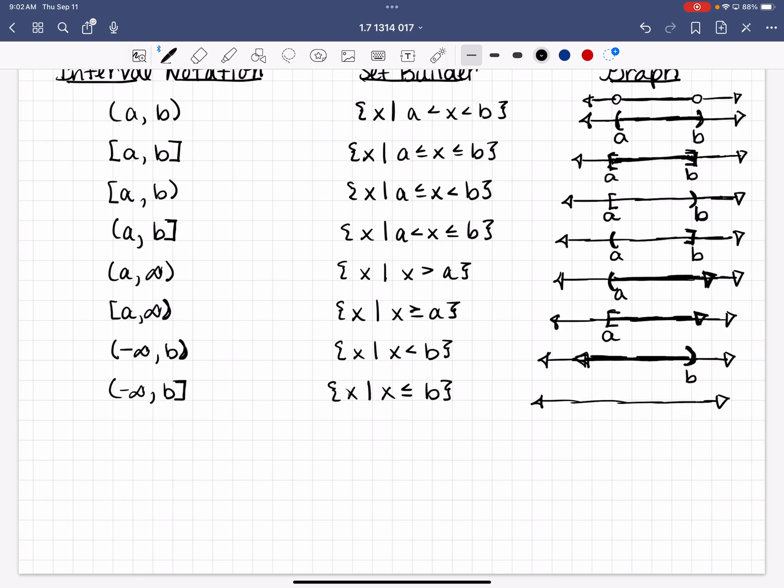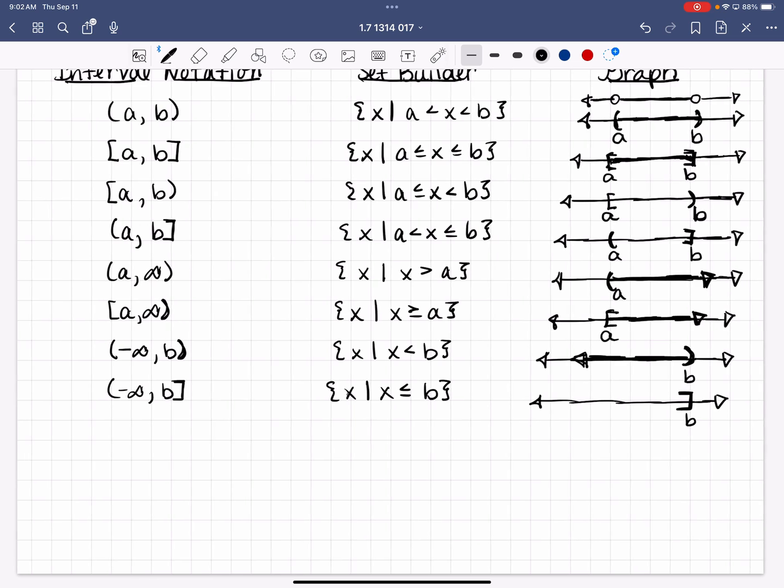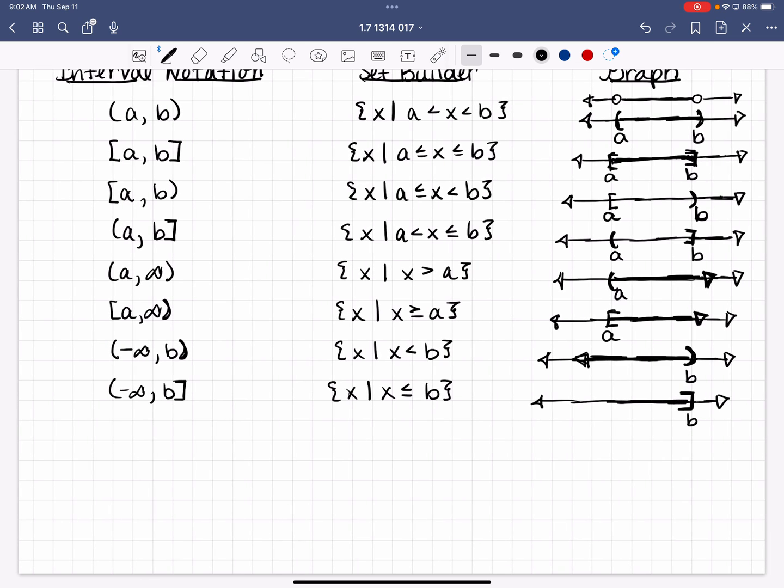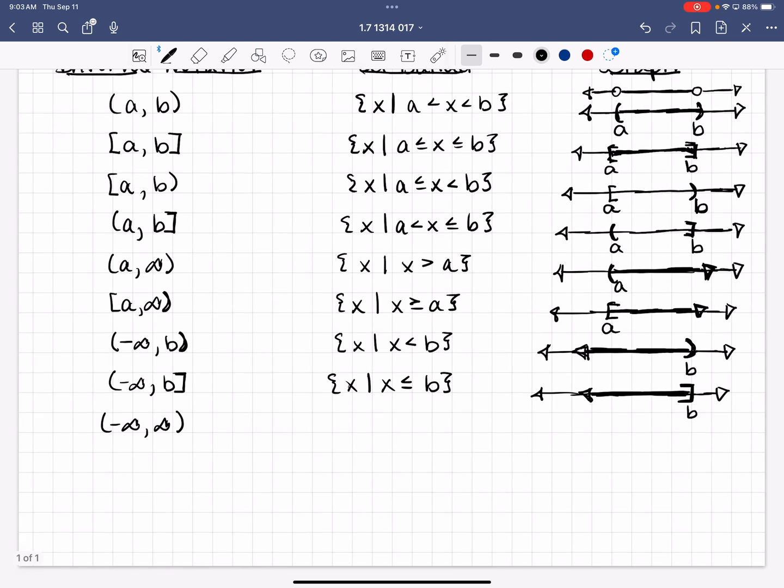And I've got B. I'm going to put my bracket there. And I go to the left. And we can also have two infinities, negative infinity to positive infinity. Of course, we're going to have parentheses on both of those because we never get there.